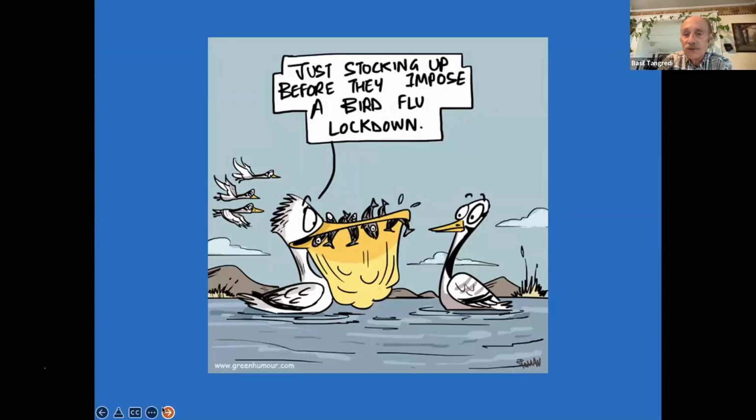And bear in mind also, this is a moving target. These viruses are reassorting and changing all the time, so a new spectrum of species can crop up at any point.